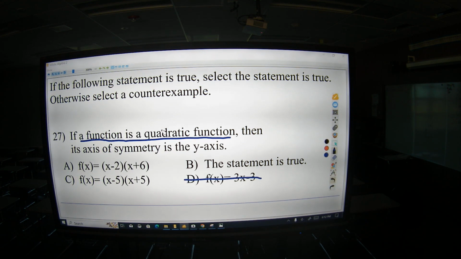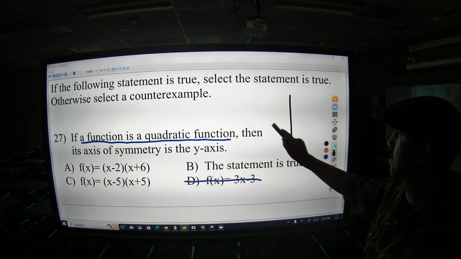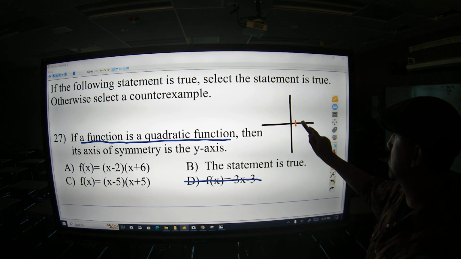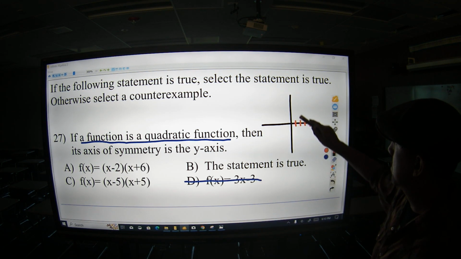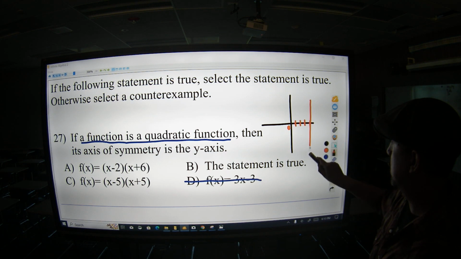Okay, then we should also read the sentence and think about it, right? Does this sound like it's true? If a function is a quadratic function, then its axis of symmetry is the y-axis. So they concluded that every single parabola, every graph of a quadratic function, has to have an axis of symmetry that's the y-axis. And that shouldn't really sound right, because we've been looking for axes of symmetry in a lot of these problems, and we don't always get x equals 0, right? Another word for the y-axis is x equals 0, right? Like if you think about all these numbers, x equals 1, x equals 2, x equals 3, x equals 4, this right here is x equals 0, right? So like, let's say this would be the line x equals 4, yeah?